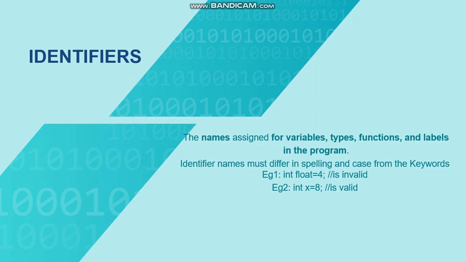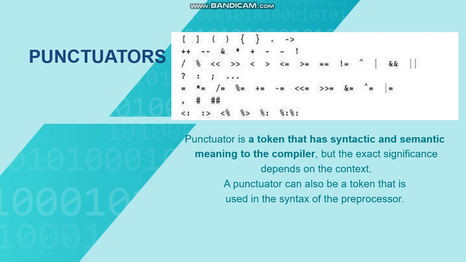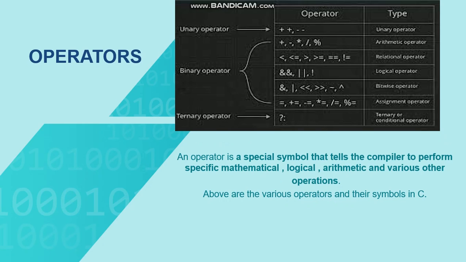Identifiers are the variable names that are given to specific values. Look at the first example: int float equal to 4 is invalid because float is a keyword, and the second one, int x equal to 8, is valid. Punctuators are tokens that have syntactic and semantic meaning to the compiler, but the exact significance depends on the context. The above are the punctuators.